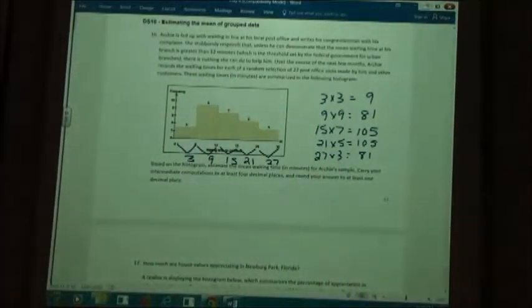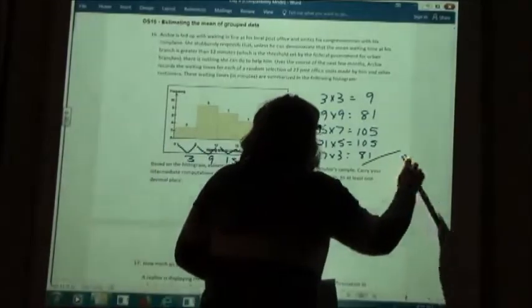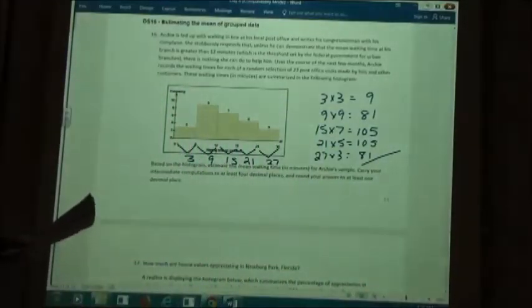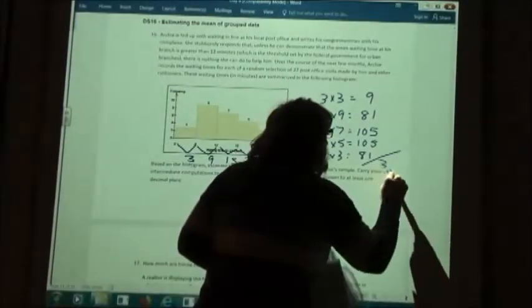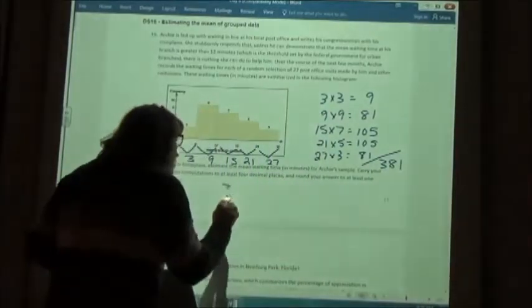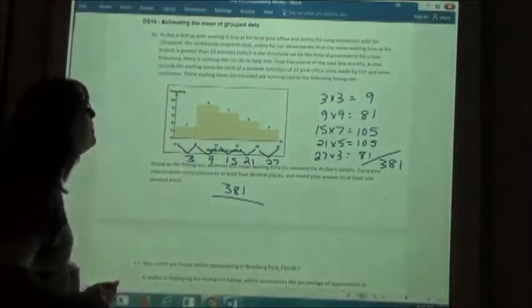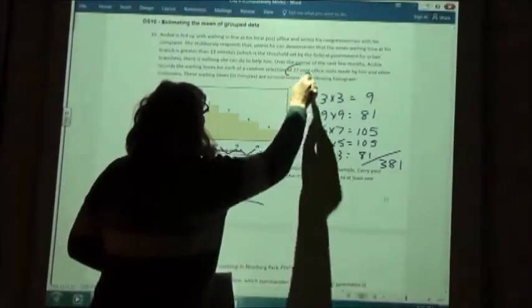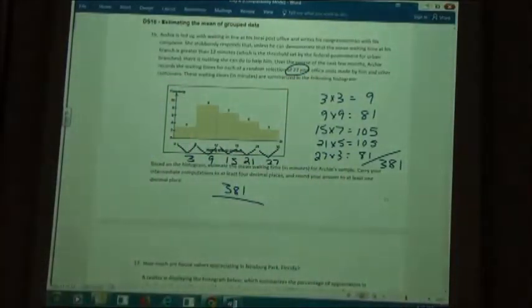Once we've found all those products, we're going to add up that column of numbers. So I'm going to take 9 plus 81 plus 105 plus 105 plus 81. What do I get for my total if I add all those numbers together? 381. We are now going to take that 381 and divide it by the 27 post offices that we had.